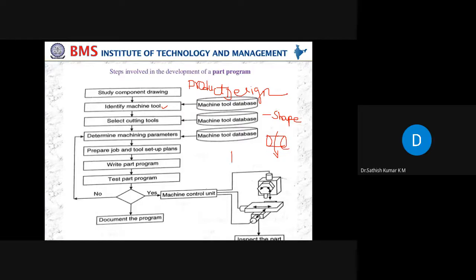Or otherwise, the work part that you observe is something like this. That is nothing but the prismatic work parts. Prismatic means box-like work parts, also called cubical work parts. In order to do the operation on this, you require the CNC machining center.